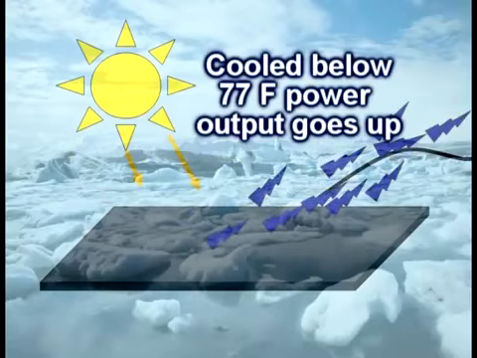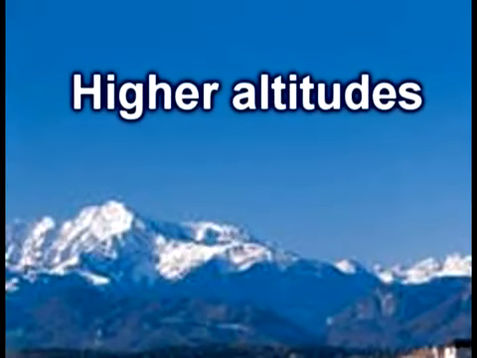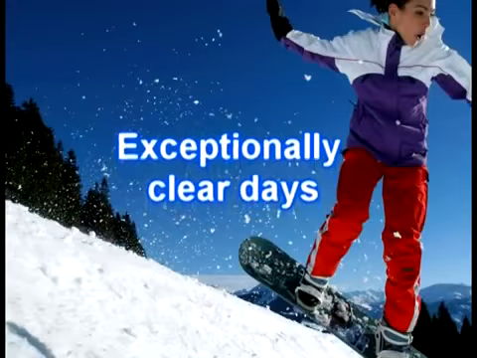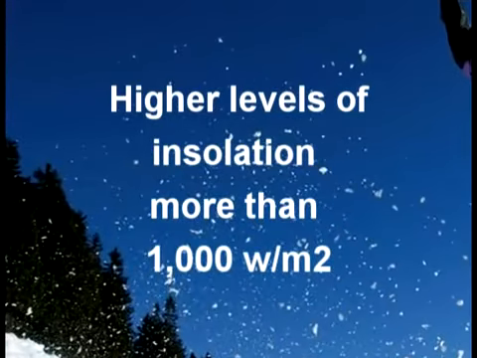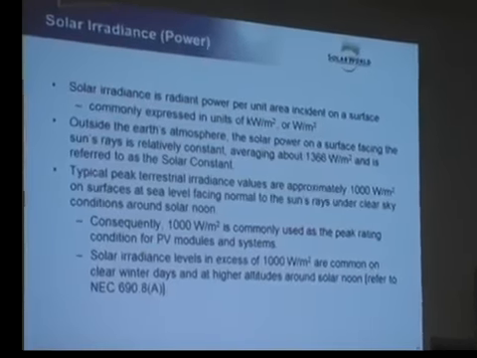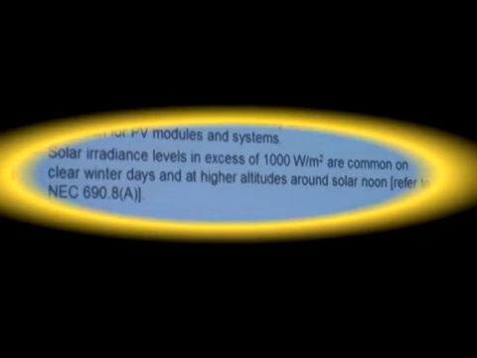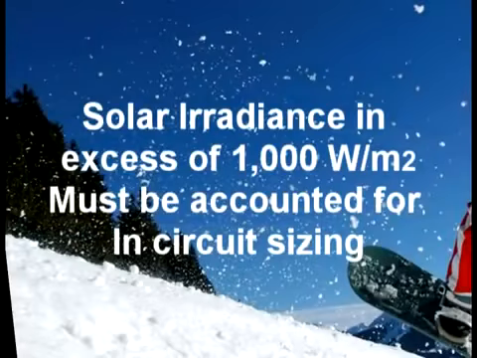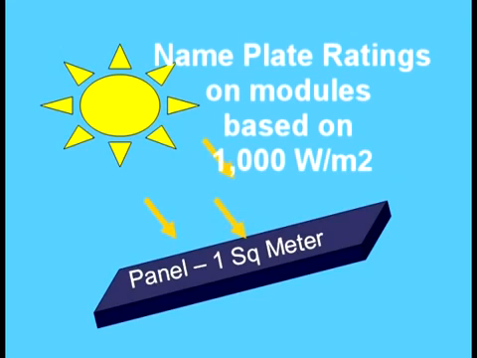Power output goes up. Okay, now there are some issues where higher altitudes, reflections off of snow, water surfaces, and exceptionally clear days can give you higher levels, and that's been accounted for in the National Electrical Code in the sizing calculations for your conductors. These things can operate at levels higher for a certain period of time, and that's certainly something that needs to be accounted for in the circuit sizing. So this is the deal. We get 1,000 watts per square meter, and coincidentally, this is what they use for the rating conditions. So every nameplate rating on the back of the modules is based on this 1,000 watts per square meter solar radiation level.